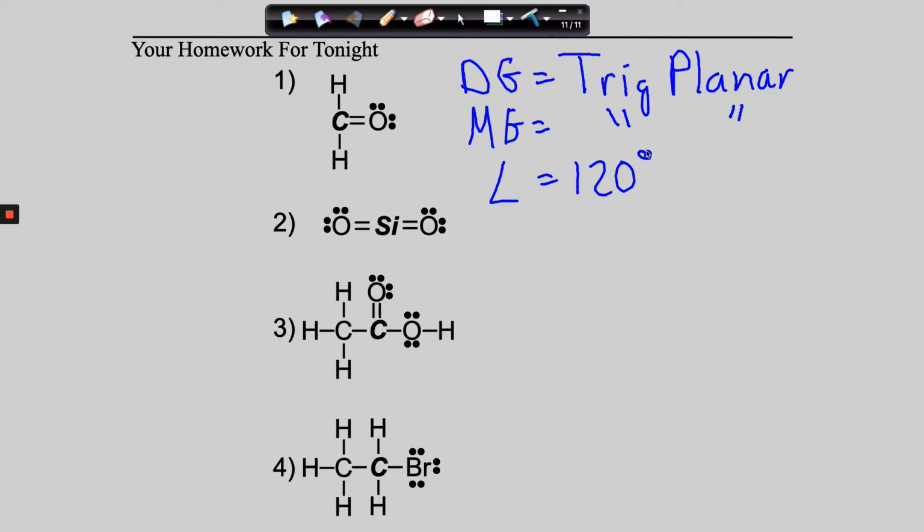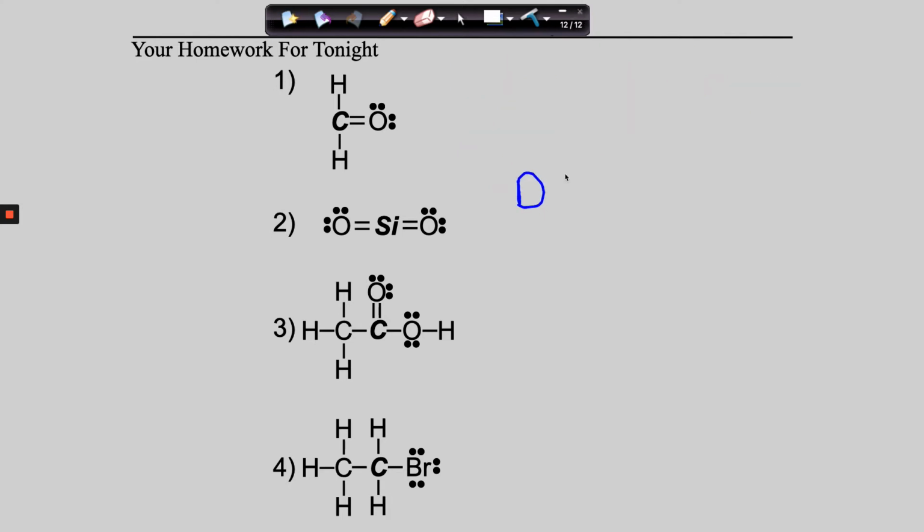So guys, let's do number 2. Looking at number 2, and please ask questions as we go. Guys, looking at number 2, how many domains are on the silicon? 2. So what does that make the domain geometry? We're in the bottom table. What's the domain geometry? So guys, 2 domains. Find 2 domains, 4 and 3 and 2, bottom chart, 2 domains, linear. So on this one, the domain geometry would be linear.